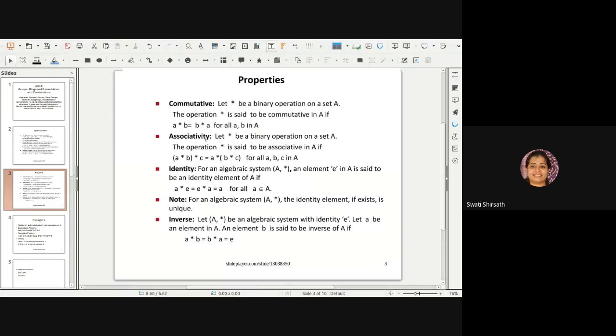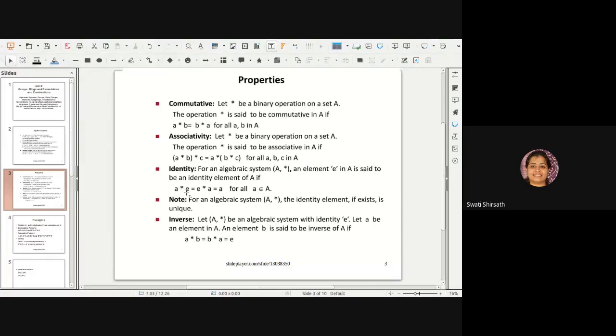Okay, associative, then this associative law should be satisfied by all A, B, C in A, not by a few elements. All should satisfy this property. Then identity. Now, this property is to identify, you must know what an identity element is. So, any element of A operated with an identity element will always give you that element as the result, and not the identity element.